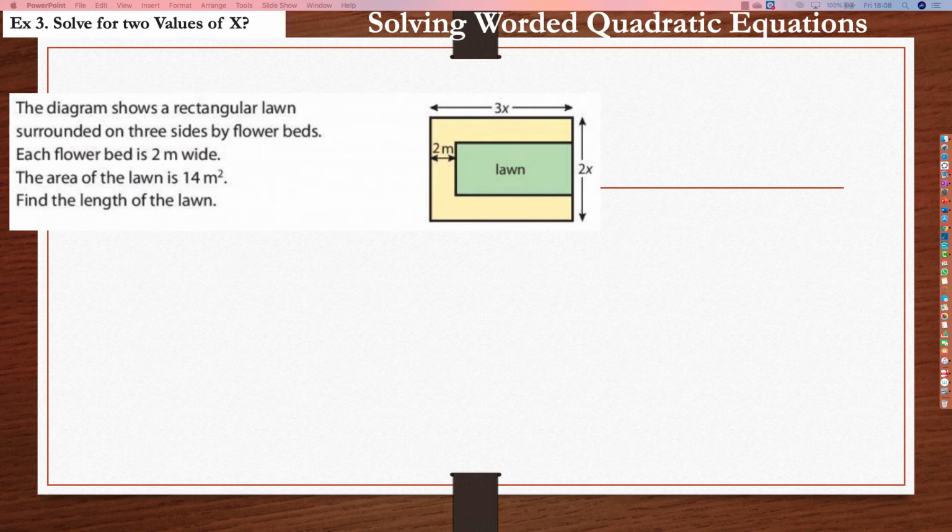Right, anyone, any idea? How am I going to get the length of the lawn? x plus 2. The lawn is just the green. The lawn is just the green. 3x minus 4. Right. You have to read the question carefully.